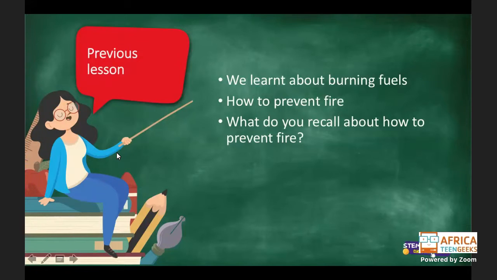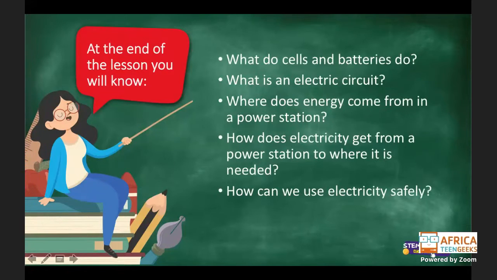Let's go to our next slide. At the end of the lesson, the objectives, you will know what cells and batteries do, what an electric circuit is, where energy comes from in a power station, how electricity gets from a power station to where it is needed, and how we can use electricity safely. These are the objectives for today's lesson. Let's move to the next one.